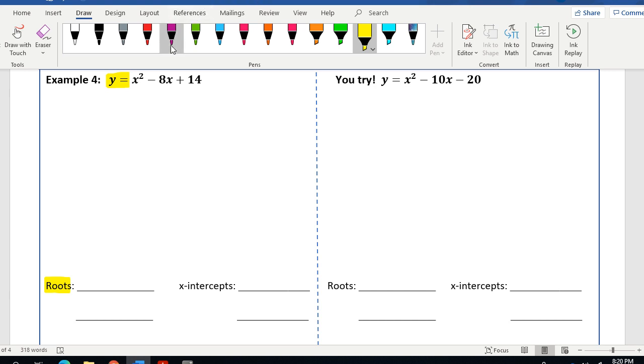So my first step is to look and say, hey, is this written in standard form? x squared minus 8x plus 14. And yes, it is. So I'm going to start by taking my b, which is negative 8. I'm going to take half of it, and I'm going to square it. Now, negative 8 divided by 2 is negative 4, and negative 4 squared is 16.